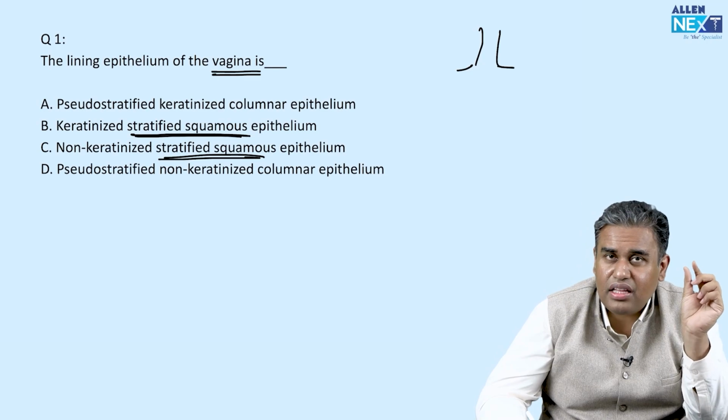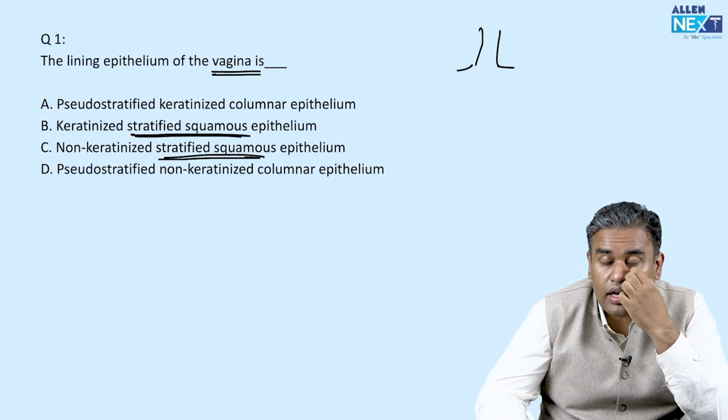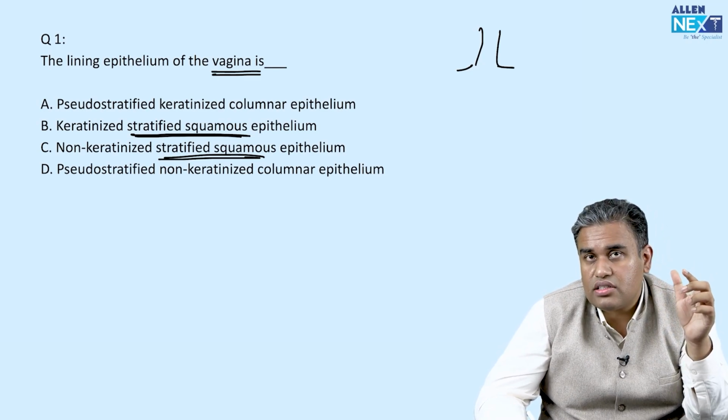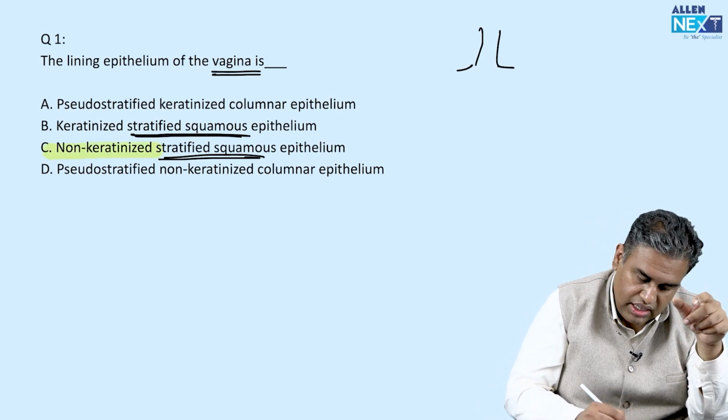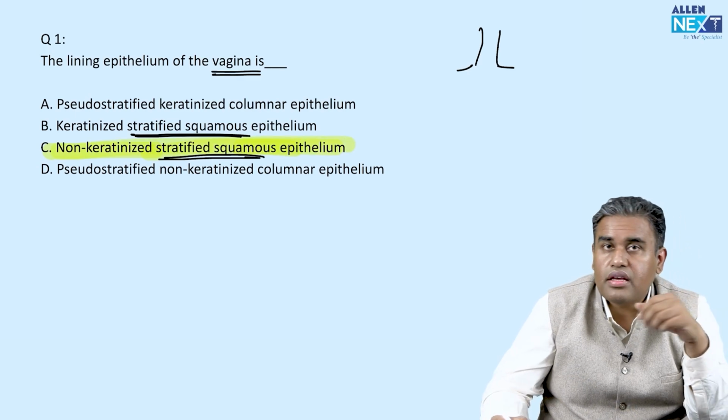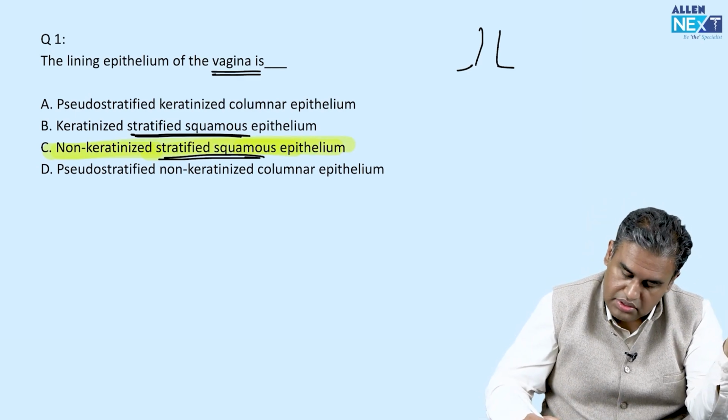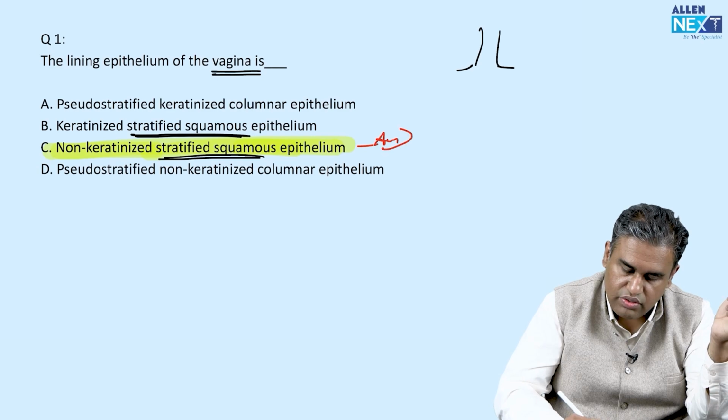And somewhere in between keratinization and non-keratinization, there can be some partial keratinization that is known as parakeratinization. But still, we have to go with one. So we have to go with a non-keratinized stratified squamous epithelium, because it is not completely keratinized. So we can't go with option number B. Therefore, the answer will be option number C over here.